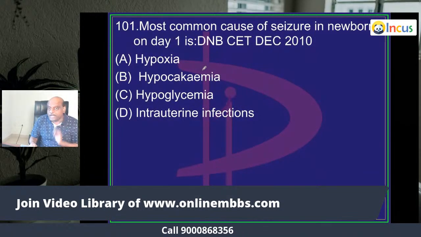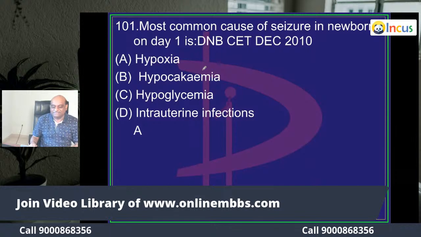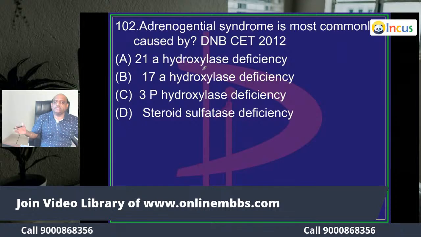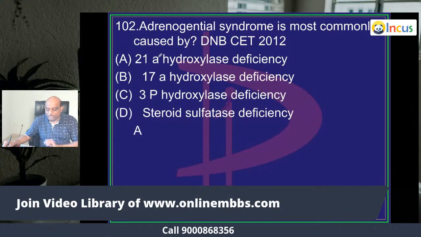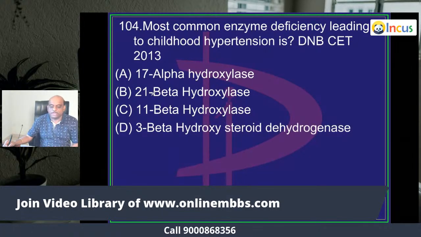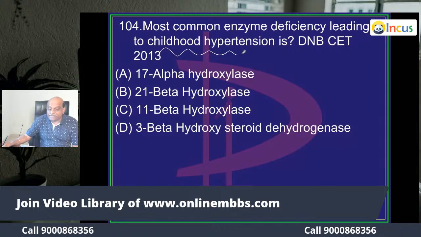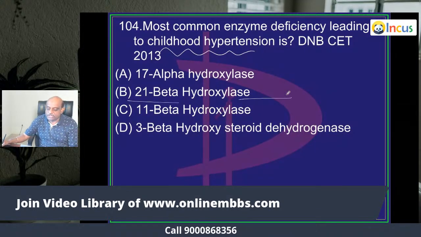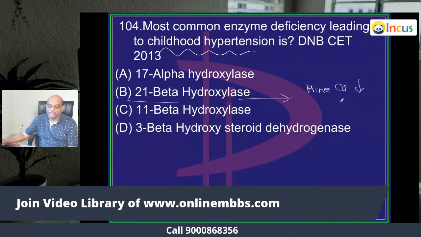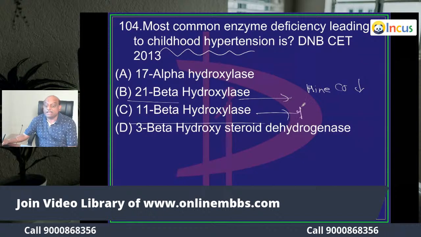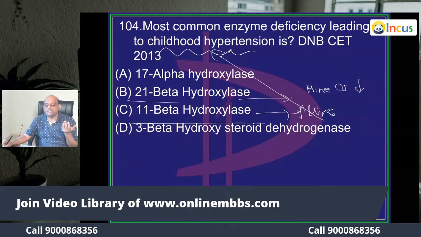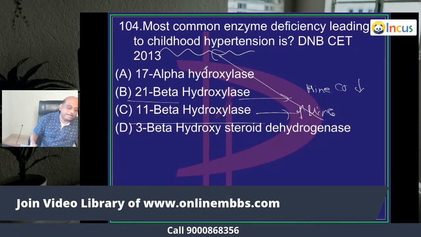Most common cause of seizure in the newborn on day 1 is hypoxic ischemic encephalopathy. Adrenogenital syndrome is most commonly because of 21 alpha hydroxylase. The most common cause of congenital adrenal hyperplasia is 21 alpha hydroxylase. Childhood hypertension. See, 21 alpha hydroxylase is mineralocorticoid deficiency, whereas 11 beta hydroxylase is excess mineralocorticoid, that leads to development of hypertension. So be very sure on this topic of congenital adrenal hyperplasia.